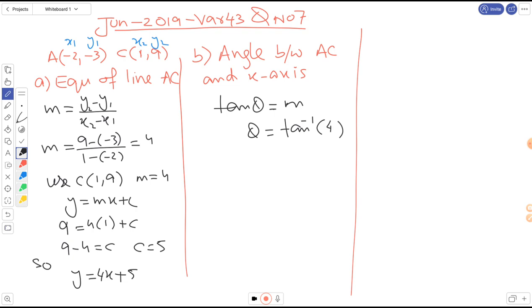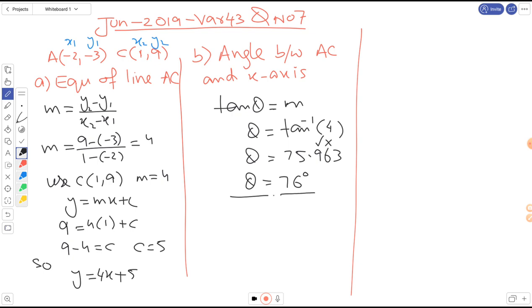Tan inverse of 4 is giving us 75.963. But you know we need only 1 decimal place. The next digit is bigger than 4, so add. When I add, 75.9 becomes 76.0 degrees. This is our answer for this part.